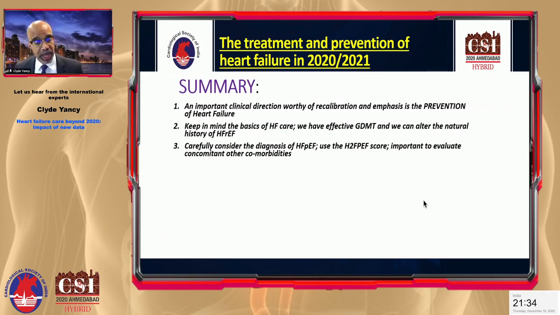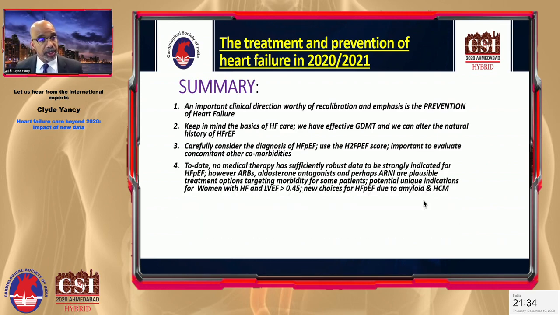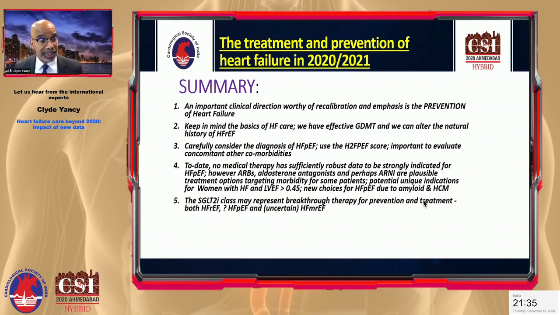HFpEF remains a challenge. The H2FPEF score is helpful. Evaluating the comorbidities is necessary. We have multiple signals, nothing definitive, whether it's the ARBs, the aldosterone antagonists, and now the RNA compound. All of these are intriguing. We understand the SGLT2 class may be the breakthrough therapy. Evidence that I've shared with you for prevention, evidence I've shared with you for the treatment of HFrEF, evidence I've shared with you for the intersectionality between the heart and the kidney.